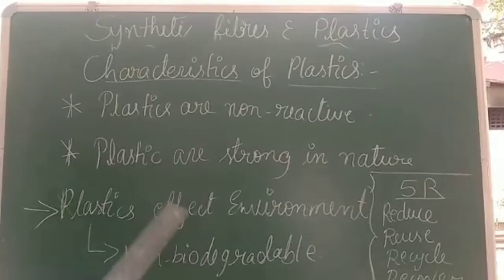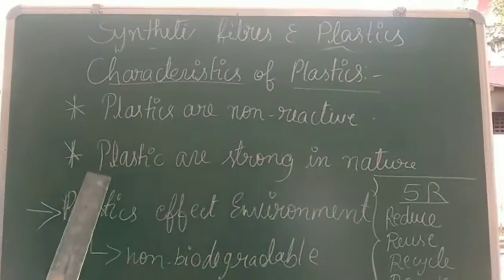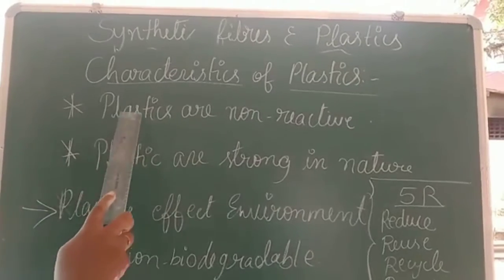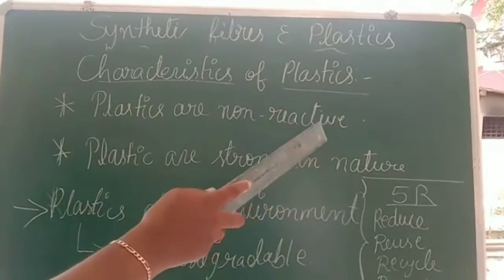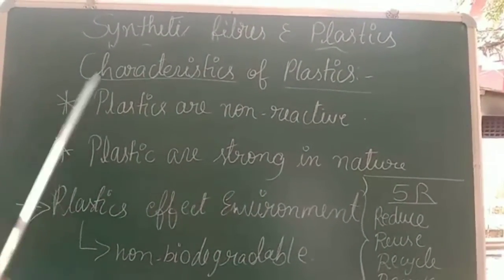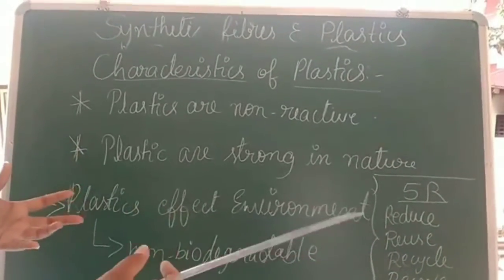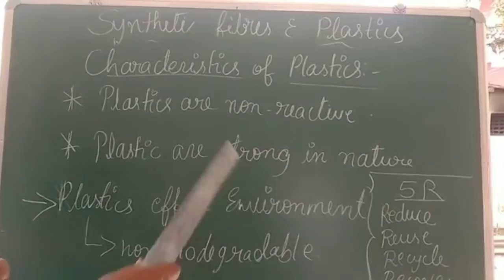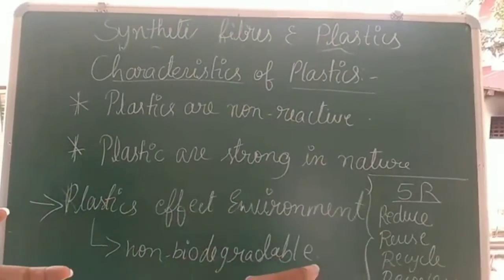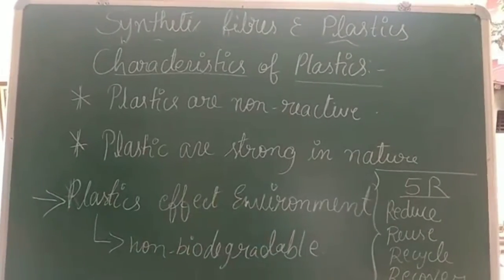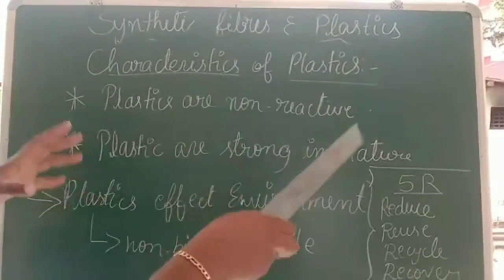This is the last topic, that is characteristics of plastics. There are two main characteristics of plastic. One is plastics are non-reactive. Non-reactive means that when you react the plastic with any metal also, it will not react very soon. It does not react very soon with other metals or other substances. So it is called non-reactive.